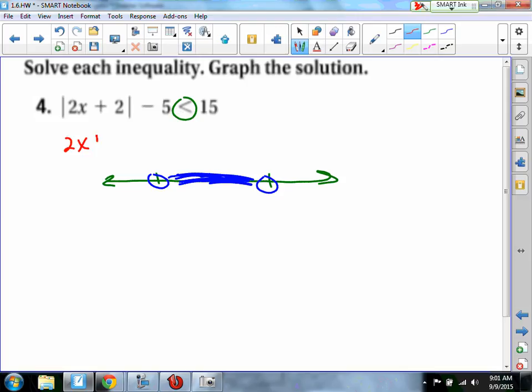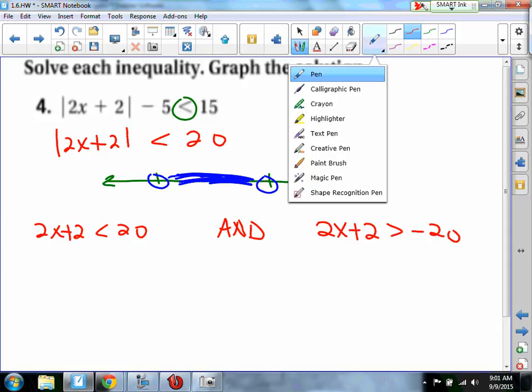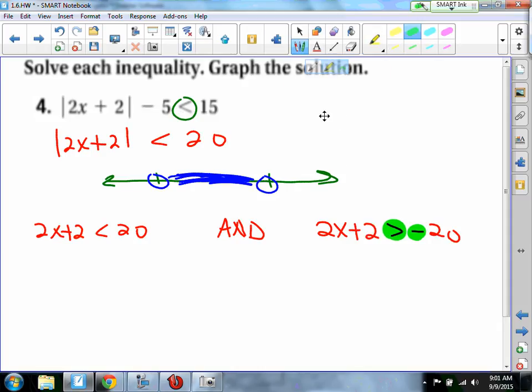I'm going to have 2x plus 2 in absolute value is less than 20. I get that by adding 5. So then I'm going to have 2x plus 2 is less than 20. And I need the word "and" here. I don't need it, but it's good practice. And 2x plus 2 is greater than negative 20. So a couple things to notice here. On this one, the sign changed and the sign changed. Two things change when you set these up.